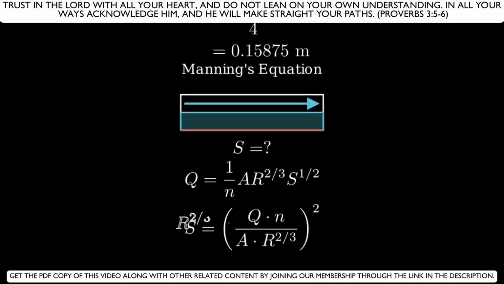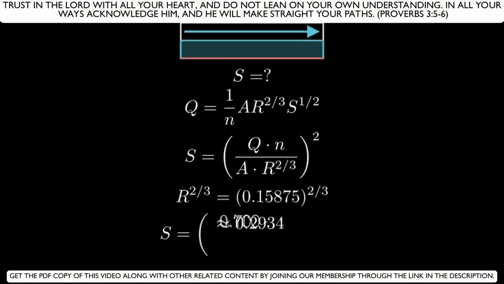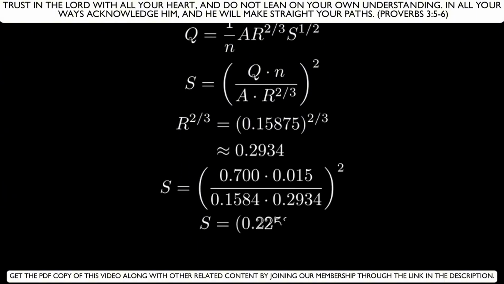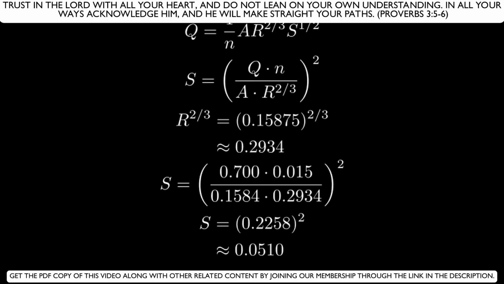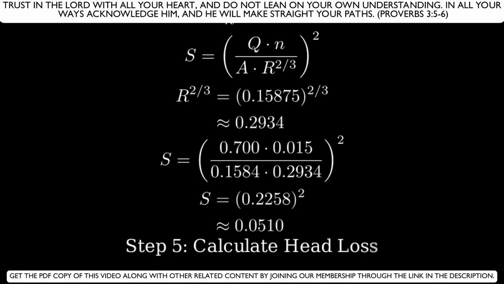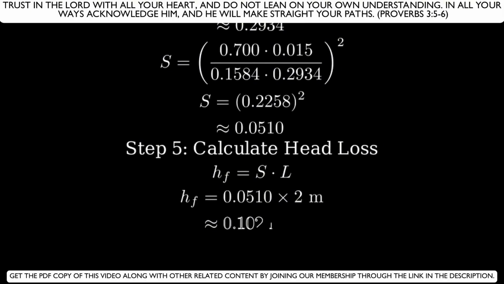Next, we need to calculate the head loss over the culvert length. Head loss, H_F, equals the slope S times the length L. So, H_F equals 0.0510 times 2 meters, which is approximately 0.102 meters or 10.2 centimeters. Since both the inlet and outlet are unsubmerged, the elevation difference between them must accommodate the full head loss we just calculated. Here's a visualization of the culvert with the inlet and outlet. The elevation difference needs to be about 10 centimeters to allow for the calculated head loss.